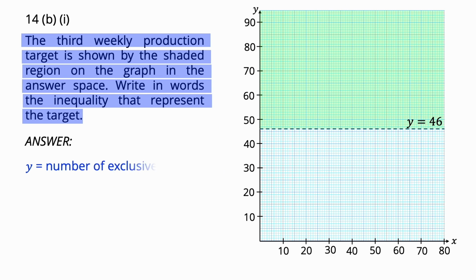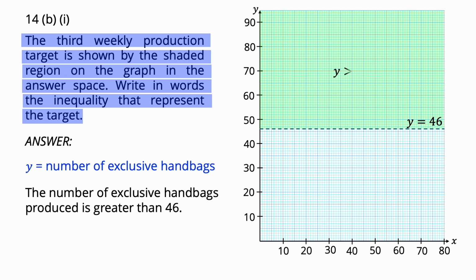Let Y represent the number of exclusive handbags. In words, the inequality can be written as: the number of exclusive handbags produced is greater than 46.